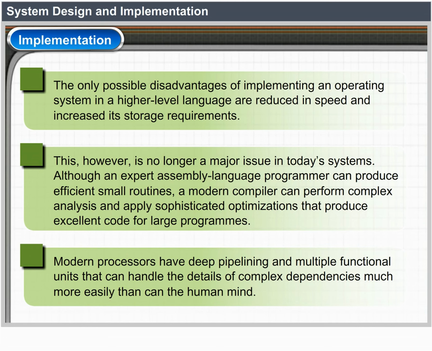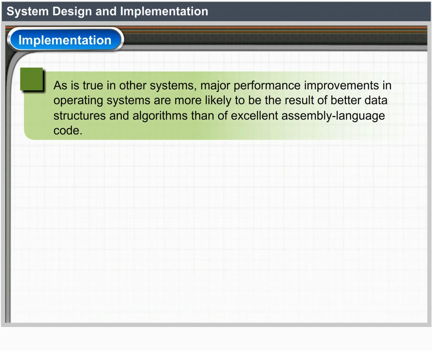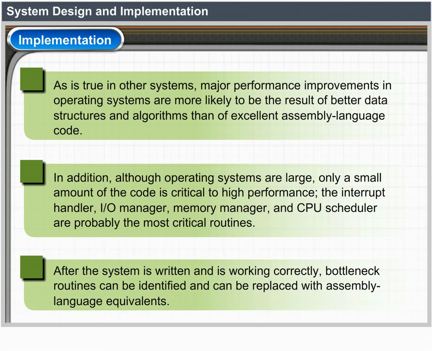As is true in other systems, major performance improvements in operating systems are more likely to be the result of better data structures and algorithms than of excellent assembly language code. In addition, although operating systems are large, only a small amount of the code is critical to high performance. The interrupt handler, input-output manager, memory manager, and CPU scheduler are probably the most critical routines. After the system is written and is working correctly, bottleneck routines can be identified and can be replaced with assembly language equivalents.